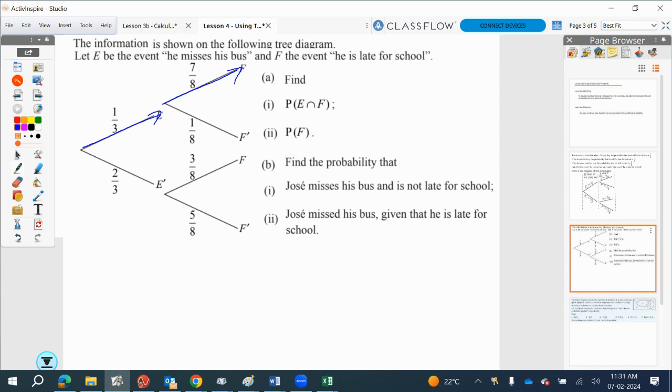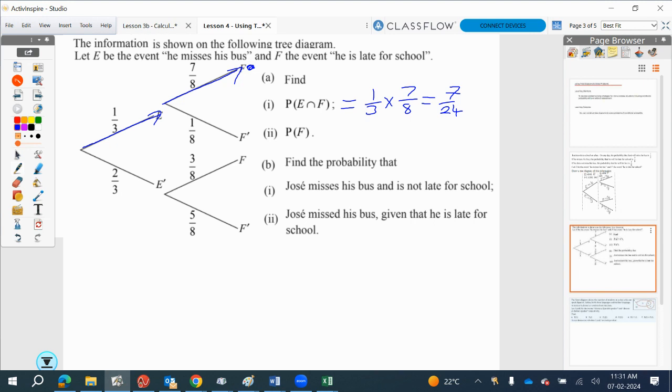So to get these ones, when you're working with a tree diagram, the leaf nodes are always the multiplication of the branches you traveled along. So for this one, this is going to be equal to 1/3 times 7/8. And this gives us 7/24. So we want the intersection of E and F. That means E occurs, F occurs. That only happens in one place.